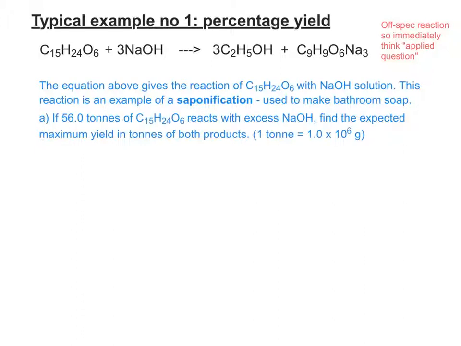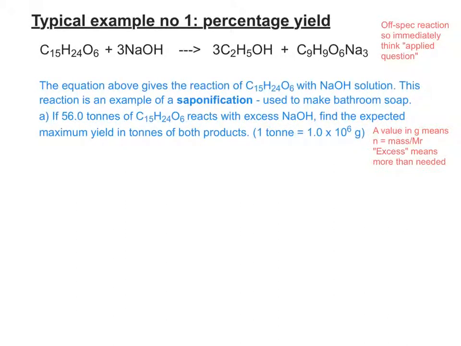The first thing is they say 56 tons of C15H24O6 reacts with excess NaOH. Find the expected maximum yield in tons of both products. Now in brackets it tells you that 1 ton equals 1.0 times 10 to the 6 grams. That grams obviously means that somewhere along the line you're going to have to do moles equals mass over MR.